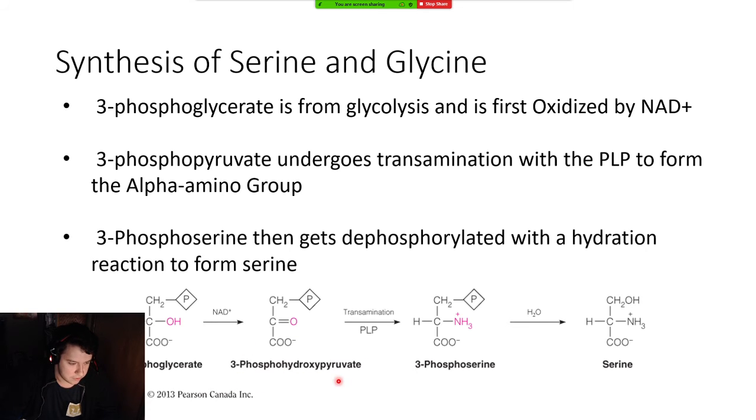Okay, the ketone form, 3-phosphohydroxypyruvate, then gets transamination, so it adds an amine group here, and then this gets dephosphorylated to end up with serine. And the serine goes through a serine hydroxymethyltransferase enzyme and is changed into glycine through the hydroxymethyltransferase reaction.